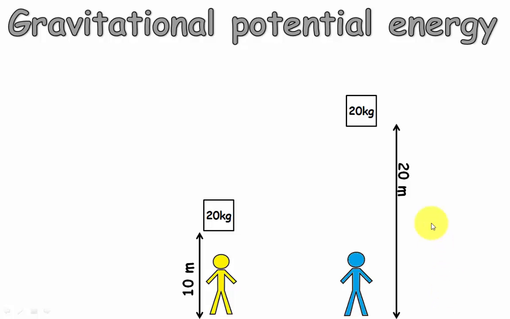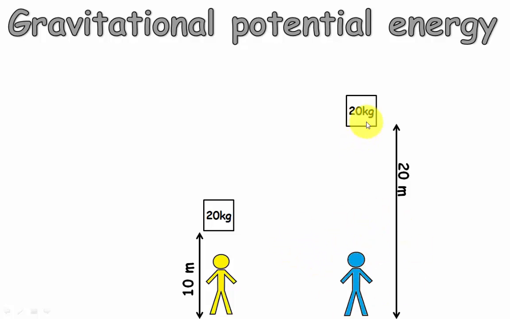Okay, so let's have a quick look at gravitational potential energy. So we've got two 20 kilogram masses here, and let's assume we're on Earth. Although, to be honest, this guy's 8 meters tall, we might not be. Who should be most frightened, right? Obviously, this guy's going to be more worried.